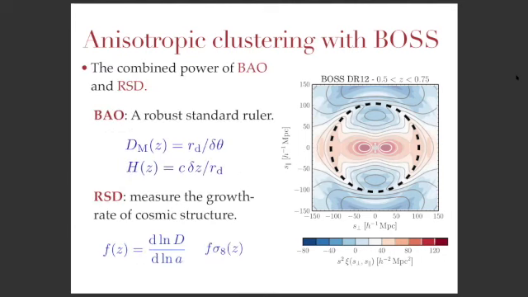So this information essentially gives us distance measurements, so the measurements of the angular diameter distance and the Hubble parameter from the BAO, the Alcock-Paczynski distortions of the BAO ring, and the redshift space distortions give us information on the relation between the velocity and the density field, and this can also be expressed as constraints on this quantity f times sigma8. And this is why constraining these quantities has been the main focus lately of galaxy clustering measurements.